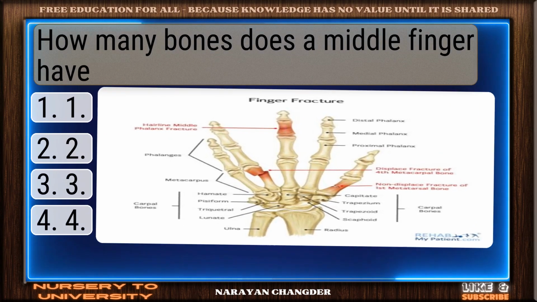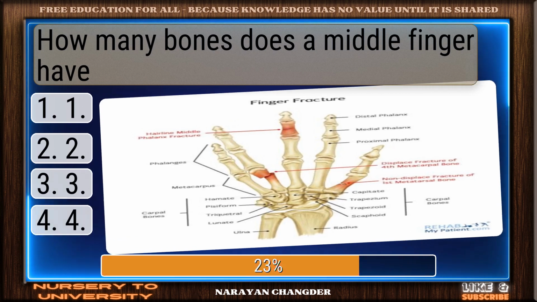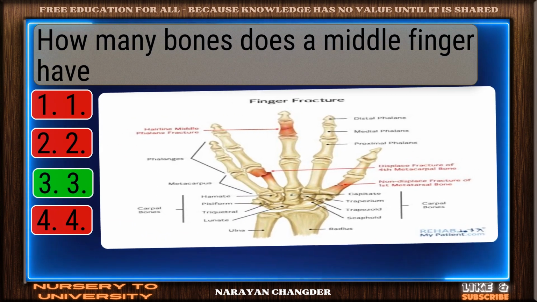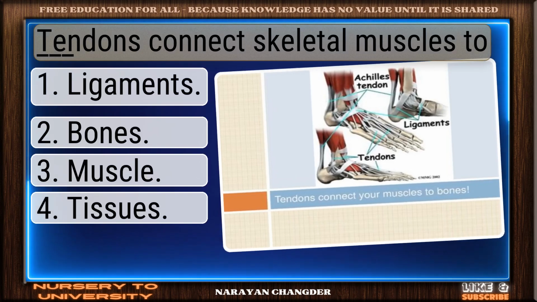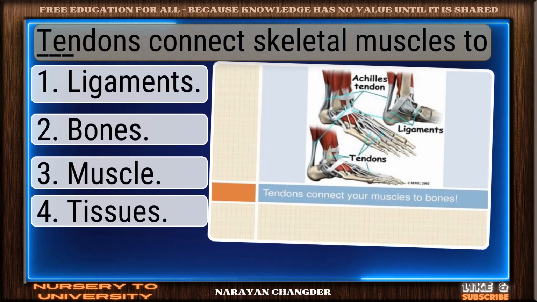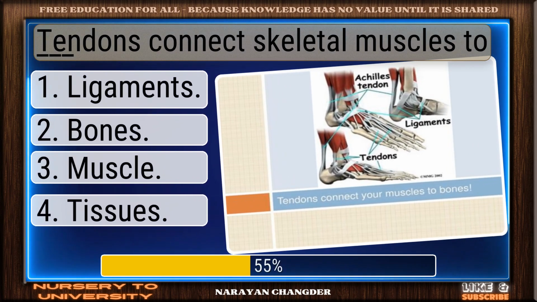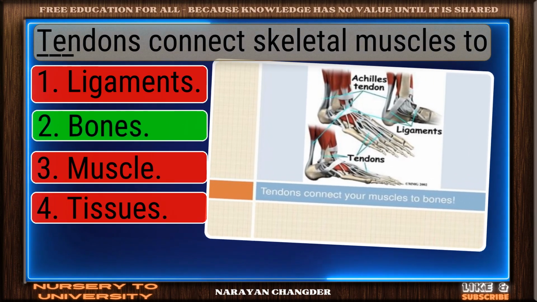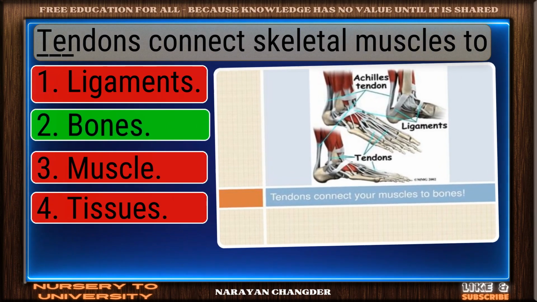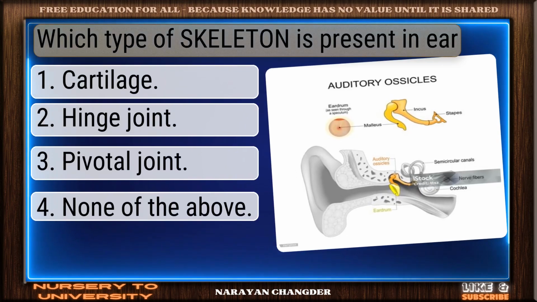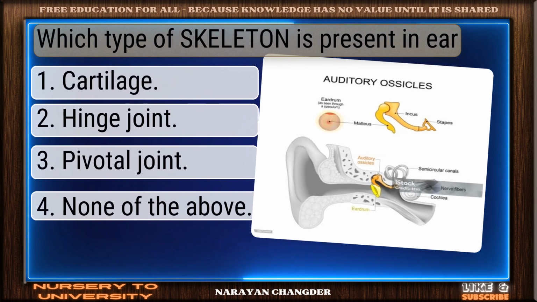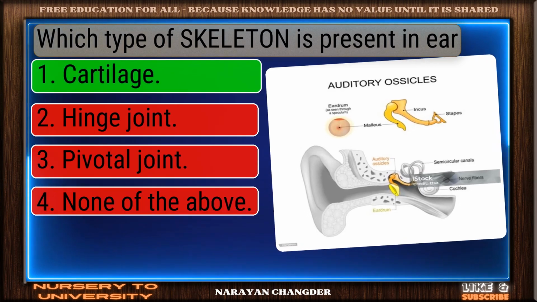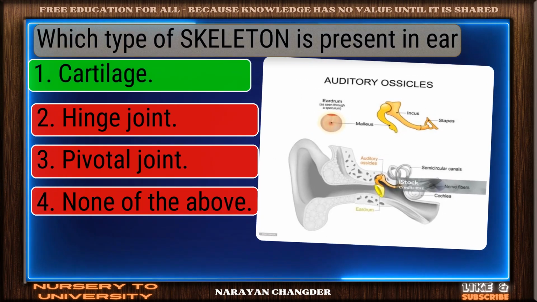How many bones does a middle finger have? Good job. Your answer 3 works well here. Tendons connect skeletal muscles to dash. Nice selection. Bones is the correct and valid answer. Which type of skeleton is present in ear? You're right. Cartilage is the correct answer.